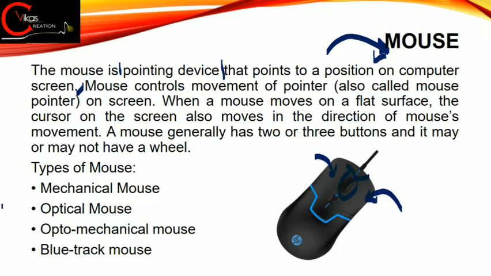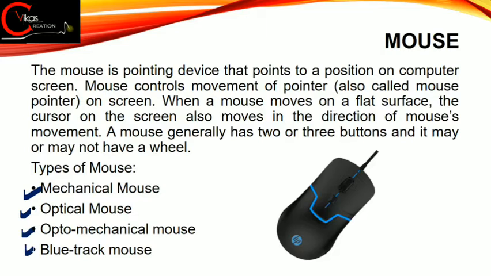Now we have to discuss the types of mouse. In general, we have four types of mouse: mechanical mouse, optical mouse, optomechanical mouse and blue track mouse. In a mechanical mouse, we have a ball. That ball is generally used to track our mouse pointer on the computer screen.